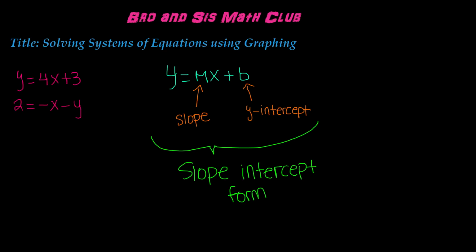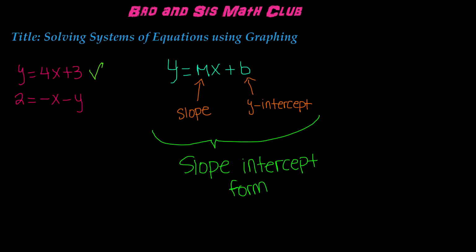Here we have two equations, which are y is equal to 4x plus 3 and 2 is equal to negative x minus y. We see that the first equation is already in slope-intercept form, but the second one is not. In order to get this in slope-intercept form, we need it in y is equal to mx plus b. Here we see that the y is on the other side, and we need it on the left side, and then we need the b, which is 2, on the right-hand side.